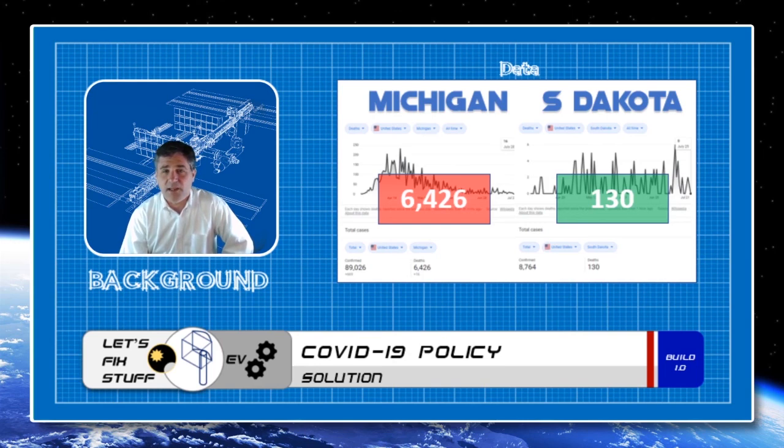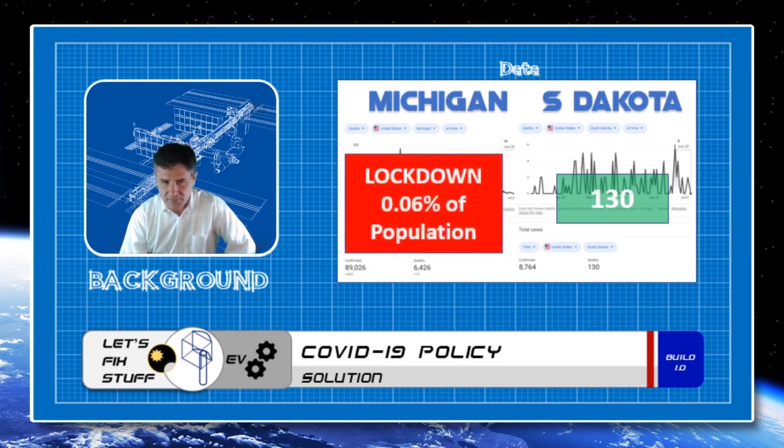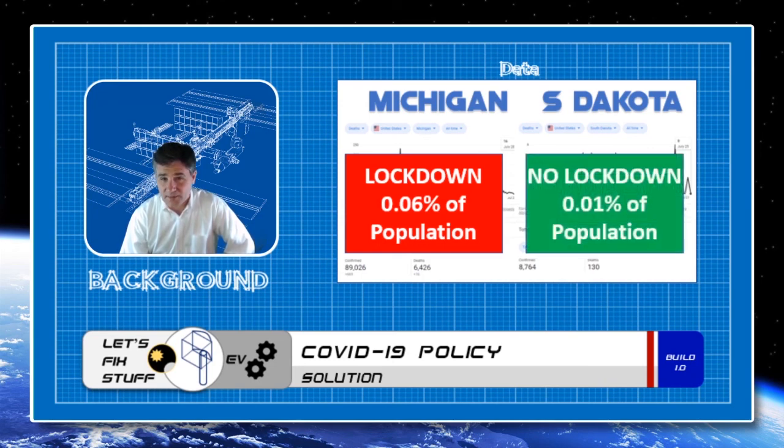So let's take a look at the deaths per capita. If you look at Michigan, the deaths per capita is about 0.06% of the population. In South Dakota, without their lockdown, without a stay-at-home order, it was 0.01% of the population.